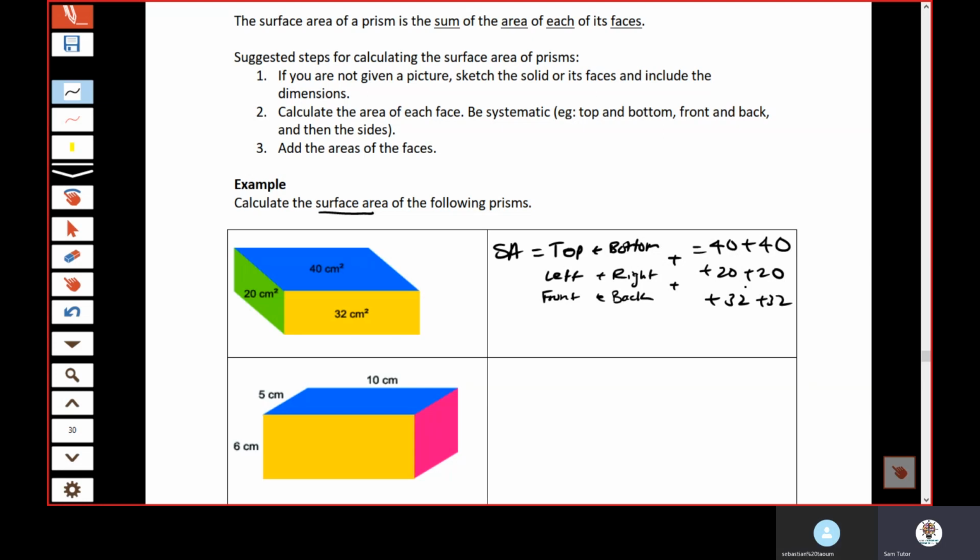No, don't do that. That's how you make all those silly mistakes in your exam. Not 40 squared. It's 40 plus 40, 20 plus 20, 32 plus 32, and you're done. You could do times by 2 if that's what you wanted to do. 40 times 2, 20 times 2, but not 40 squared. Anyways, then you get an answer. Sounds good?